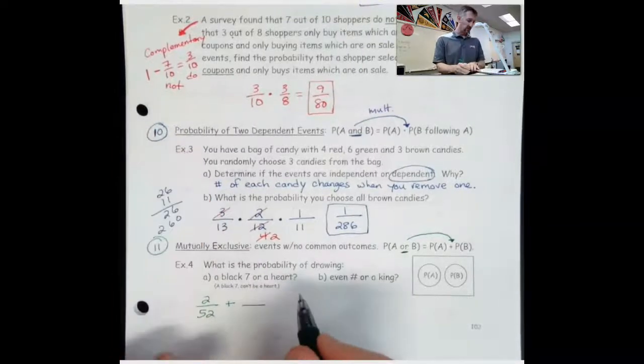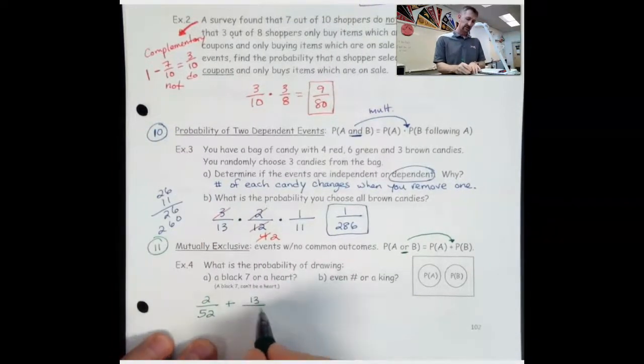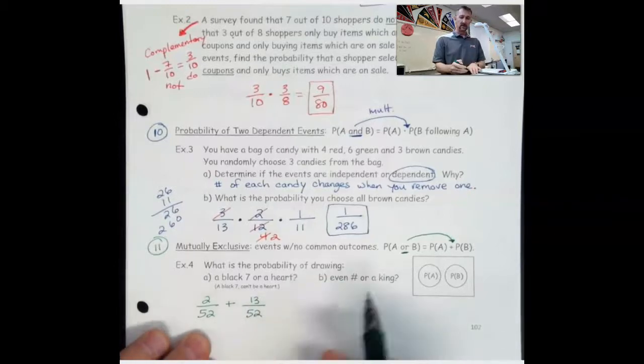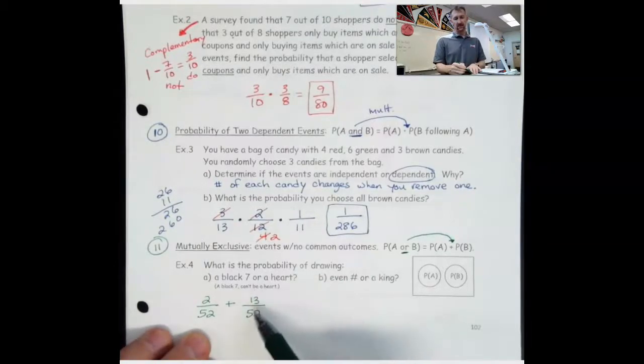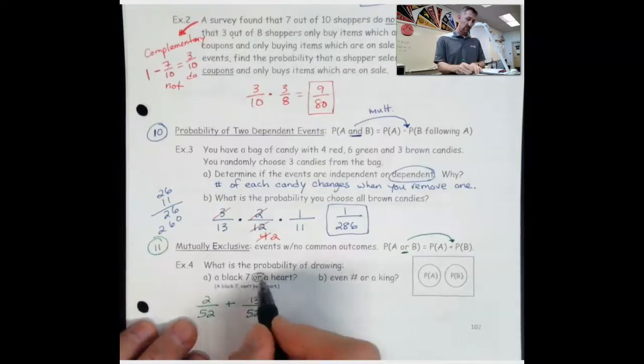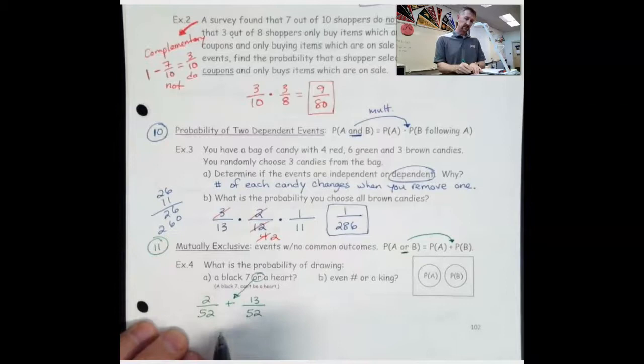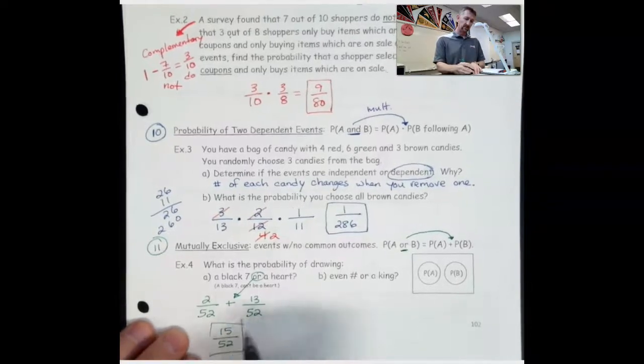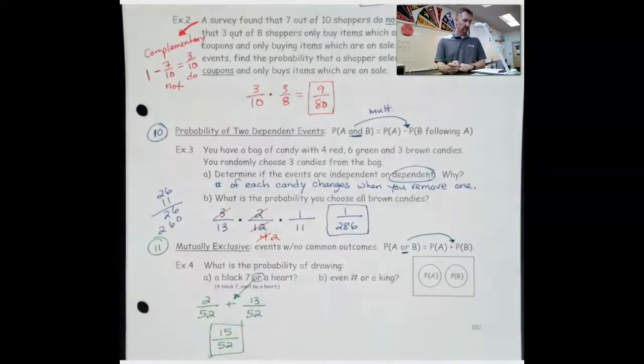So now we can look at the hearts, and the hearts are 13 out of 52. Now, you might want to reduce this, but that would not be the good choice here because I'm about to add fractions, and when we add fractions, we want to have a common denominator. So, and remember, or is addition. So that's going to be 15 over 52. Okay?